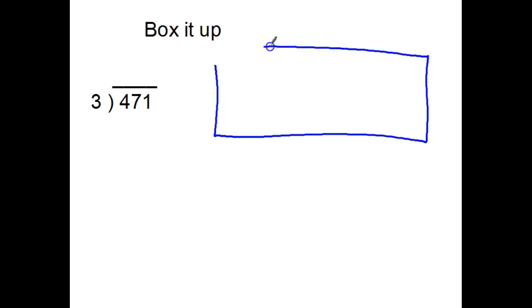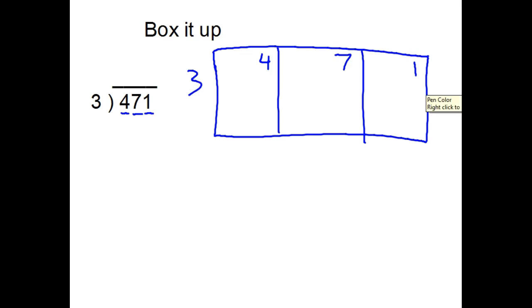Box it up means I need to take my division problem and cut it. And since I have a 3-digit number there, I made 3 boxes. The 4's going here, the 7's going here, and the 1's going here, and I'm dividing them by 3. And then the division sort of worked the same way that we've been doing. How many 3's in 4? One of them. 1 times 3 is 3. When I subtract, I get a 1.